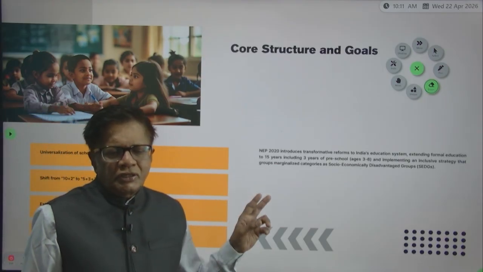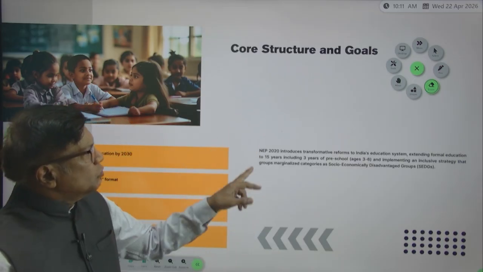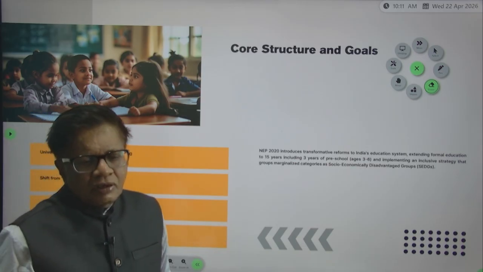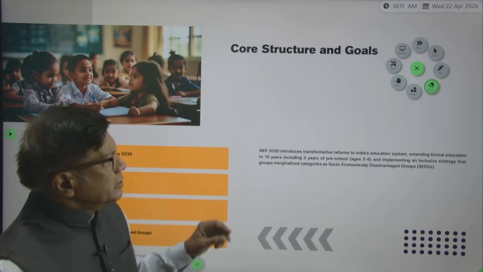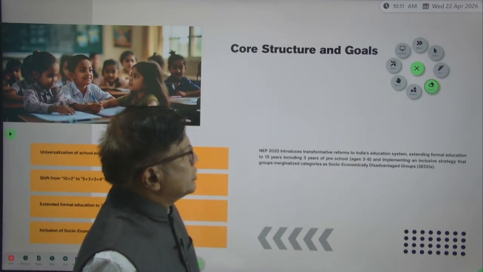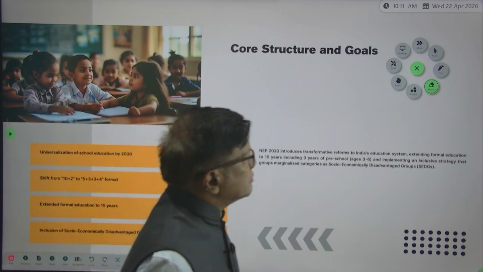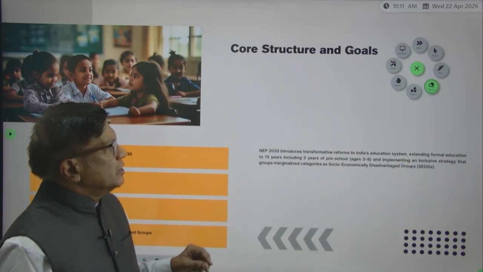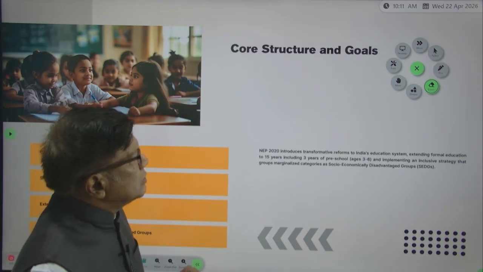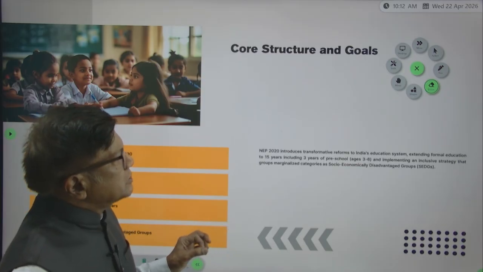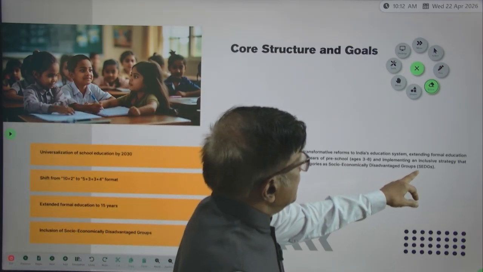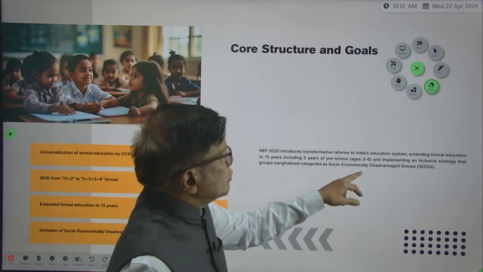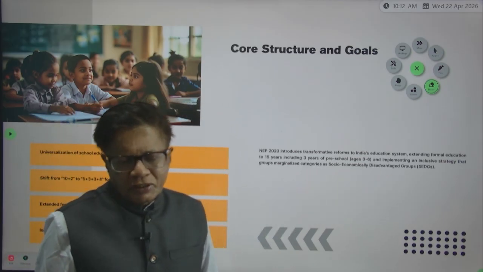Now, we have to see the core structure as well as the goals. As you have seen, the NEP 2020 includes transformative reforms to India's educational system. It has been designed for extending the formal education to 15 years, including 3 years of preschool, that is from age 3 to 6, then implementing an inclusive strategy that groups marginalized categories as socio-economically disadvantaged groups, SEDGs.